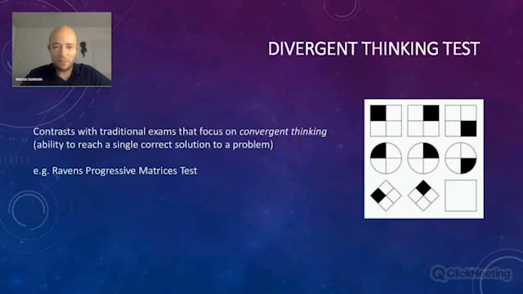So here we go. What you're seeing on the screen right now is not divergent thinking. This is a typical IQ test called Raven's Progressive Matrices test. That is convergent thinking. That means that this puzzle here has one answer. So it's either right or wrong. Everything converges onto one single solution.